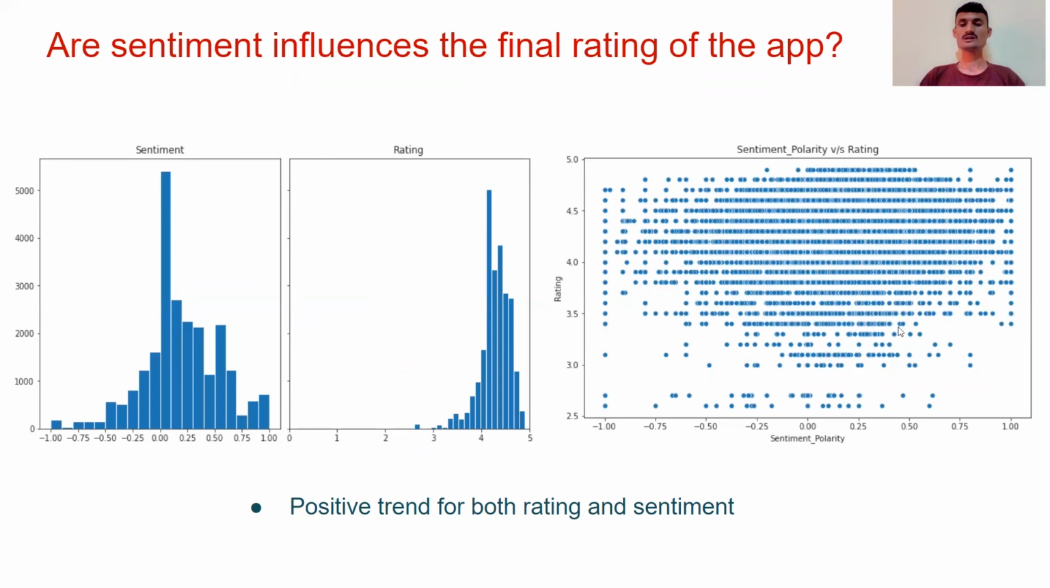This scatter plot is plotted between sentiment polarity and rating, and we can see there is no correlation found between sentiment polarity and rating. This histogram shows the positive trend for both sentiment and rating. We can say that positive reviews can attract more users and can get good ratings.